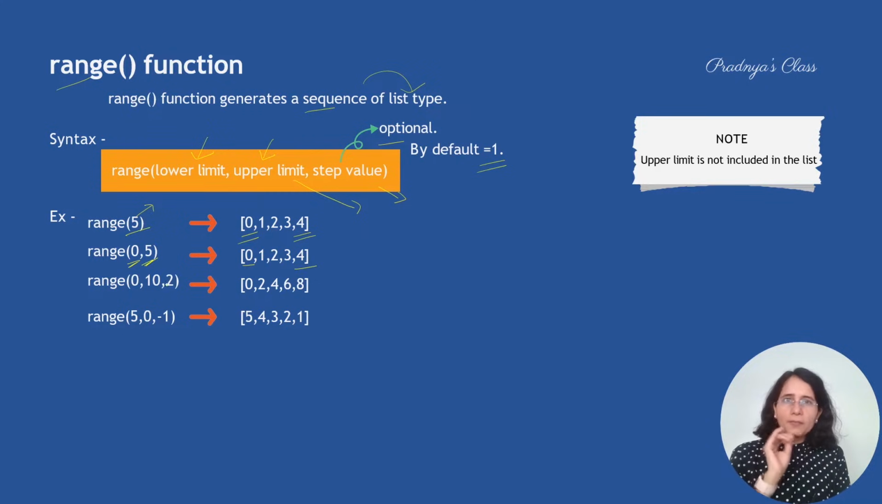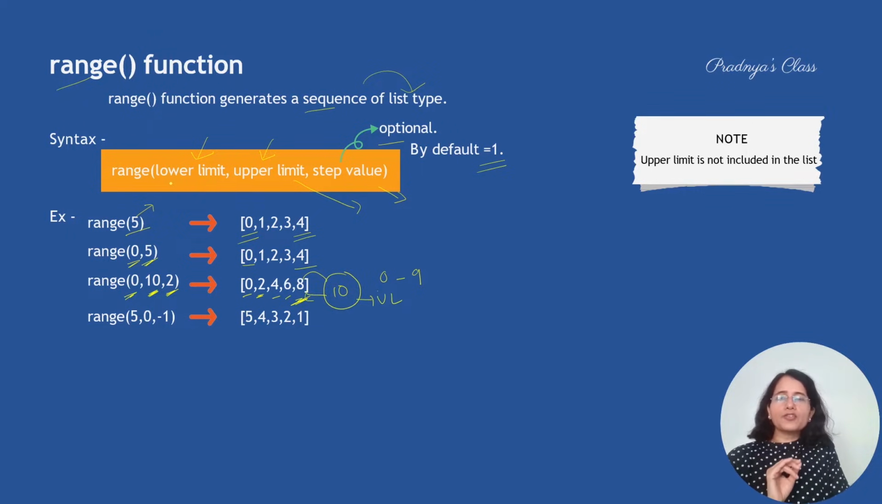What if I mention the step value? So the step value is 2. Starting with 0, it will go up to 9. So 0, then the next number will increment by 2. So it will be 2. Again the next number will increment by 2. So 4, 6 and 8. The next number is 10 and it is not inclusive in the list.